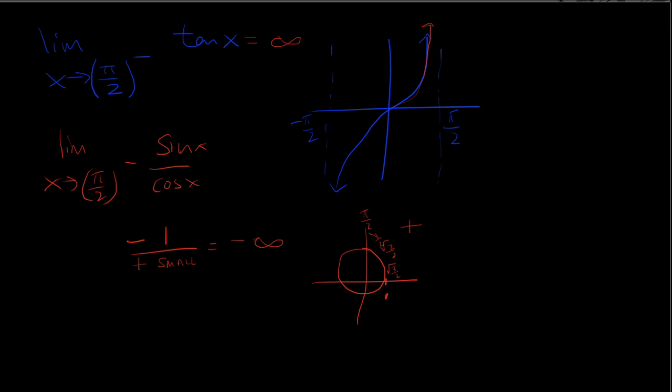Alright, okay, so there's a mistake here. This pi over 2 is going to the left, so this is not right. So this pi over 2 is from the left, and so this is positive. So this will just go to positive infinity.